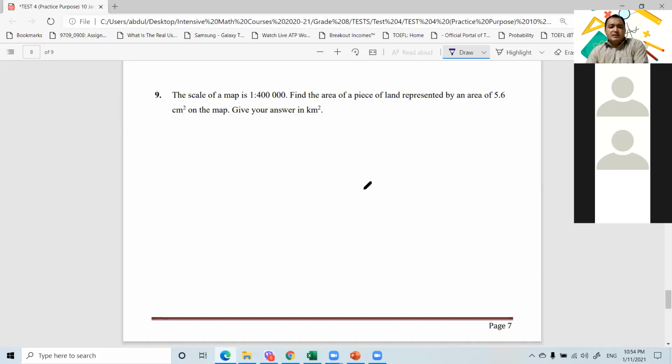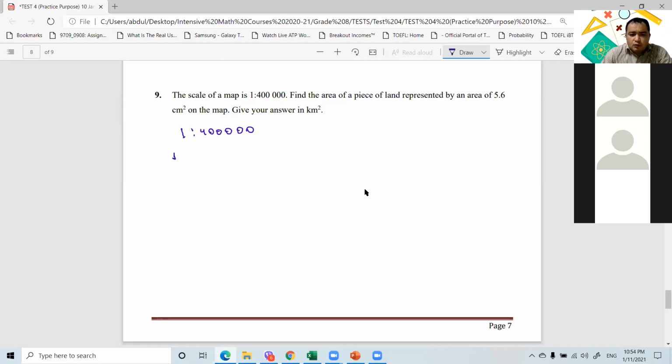And how about question 9? The scale of a map is 1 to 400,000. Find the area of a piece of land represented by an area of 5.6 centimeters squared on the map. Give your answer in kilometers squared. So what is the scale here? Scale is given as 1 to 400,000. That's it, right? So we need to find the 5.6 centimeters squared. Okay, 5.6 centimeters. What does it mean?